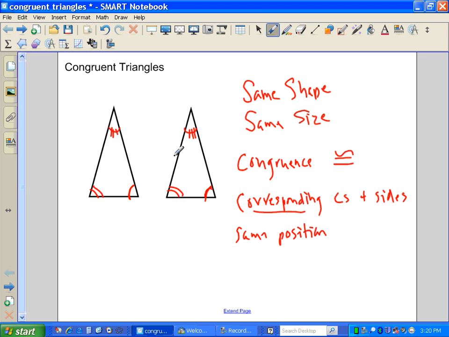The side lengths, I would do one side length is congruent to this side length. This side length is congruent to this side length. And then the triple dash side length congruent to the triple dash side length.